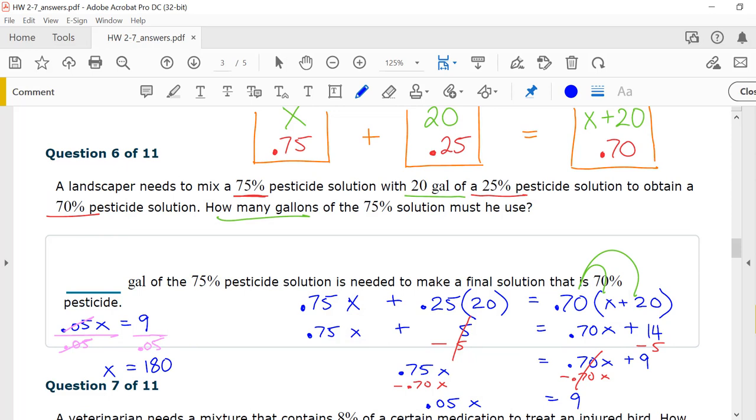So let's go into the question. How many gallons of the 75% solution must he add? Okay, that was x, right? And we solved for x. So he needs to add 180 gallons of the 75% pesticide solution.